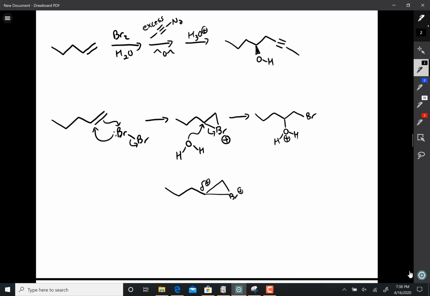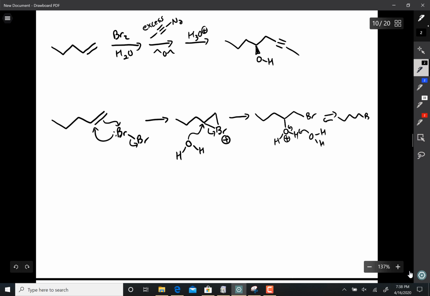And then you have water. That brings us to this step. Then we add this molecule, and we add a lot of it.